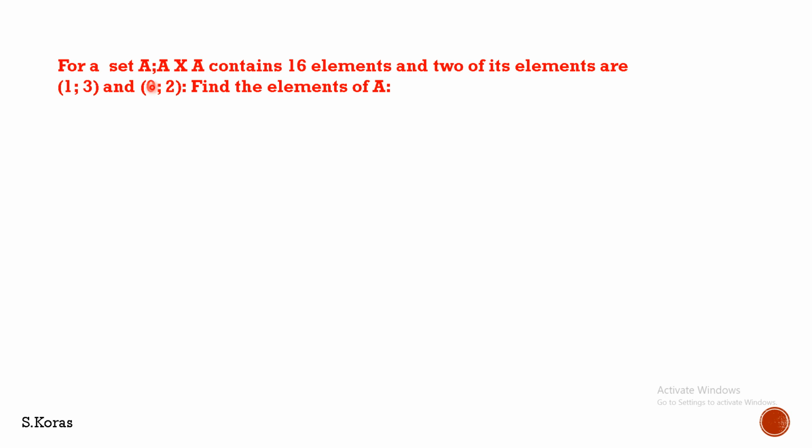So A cross A has 16 elements. Set A now has 1, 2, 3, 4 elements. If we multiply 4 into 4, we get the answer 16. So our set A must be 0, 1, 2, 3. It's very simple.